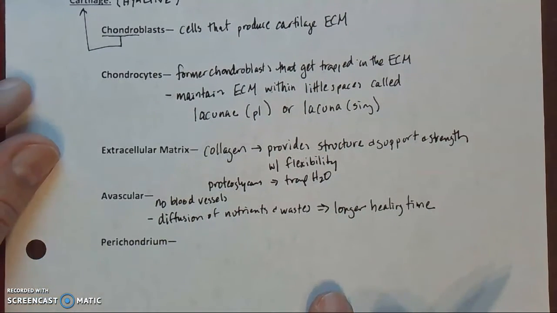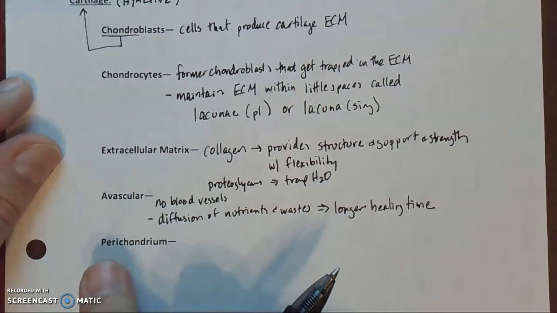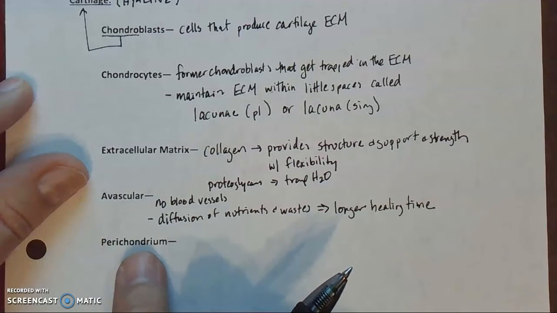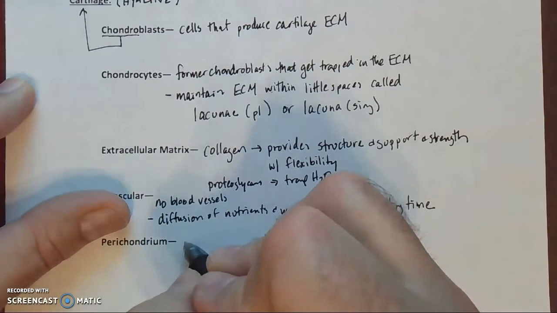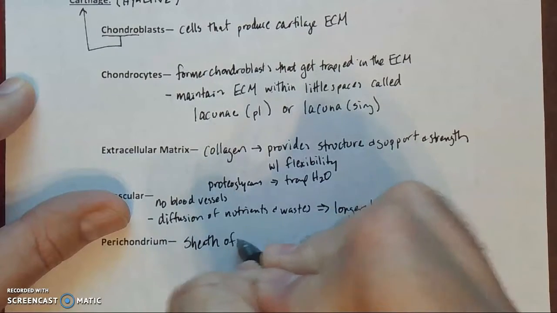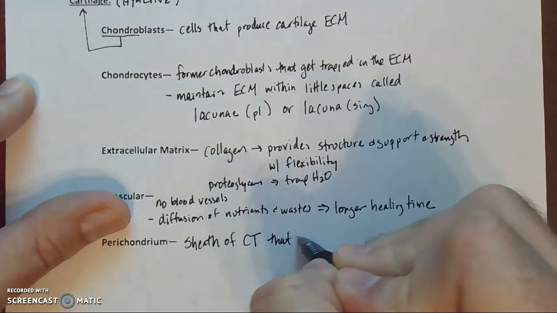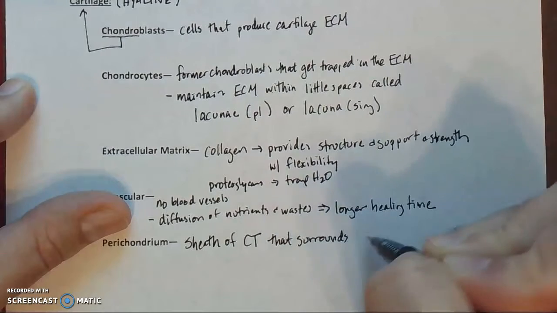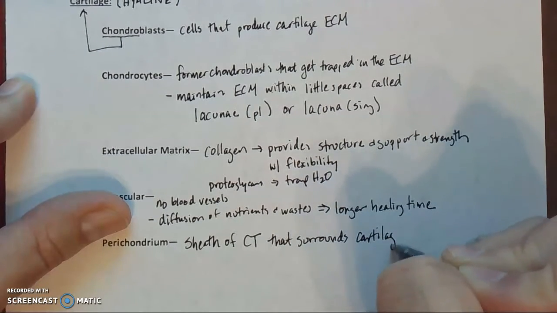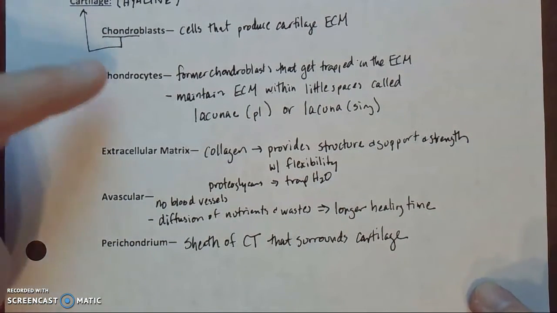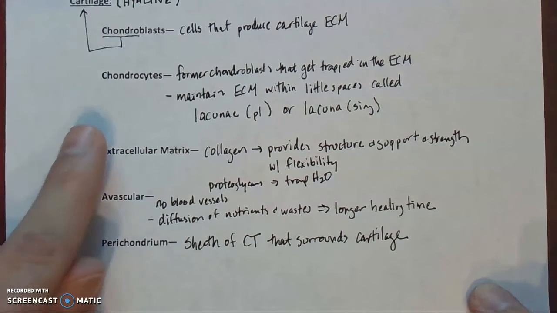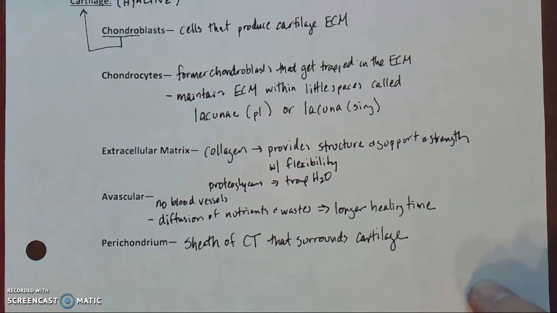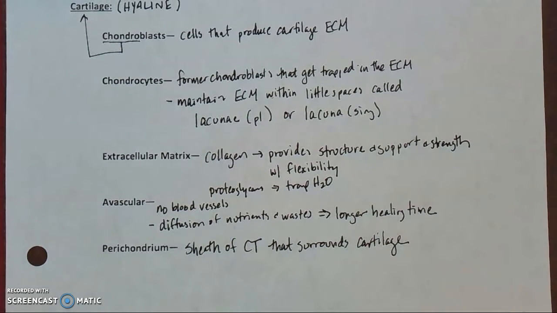The last term that we'll talk about with cartilage and its structure is perichondrium. Peri means surrounding, so this surrounds the cartilage. This is a sheath of connective tissue that surrounds cartilage. And like I said, you're going to see some terms like perichondrium, chondrocytes, and chondroblasts that have analogous parts in bone. They use the same naming scheme, except instead of chondro, we have osteo.